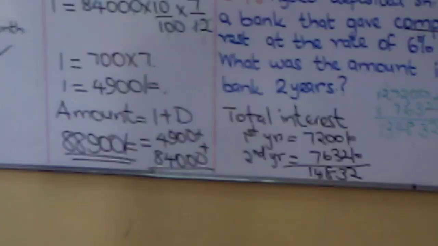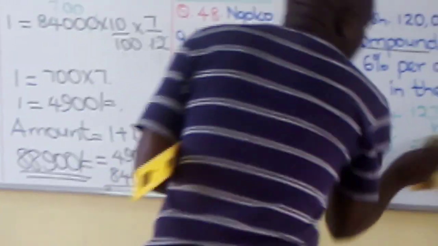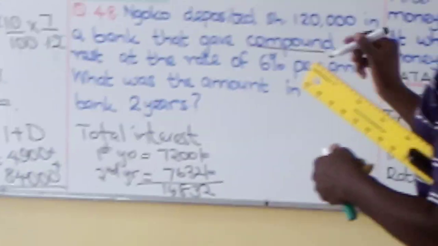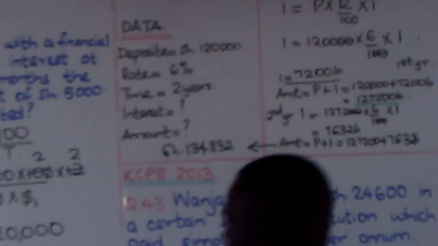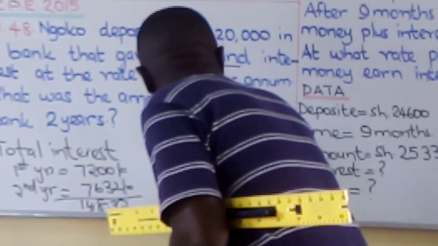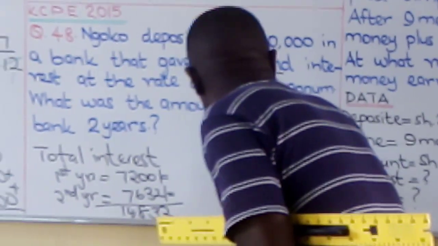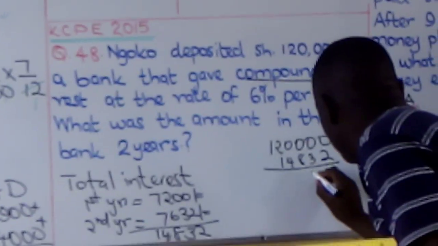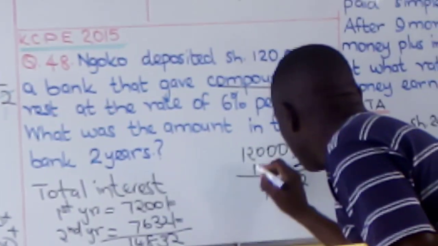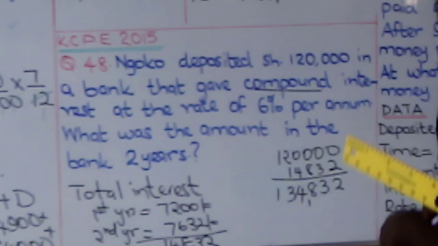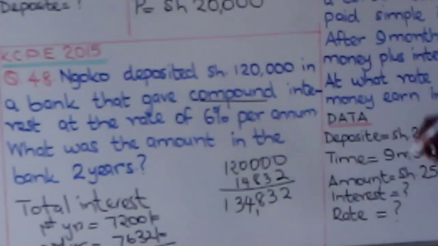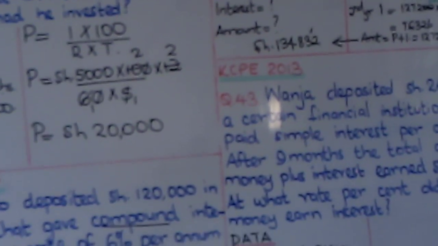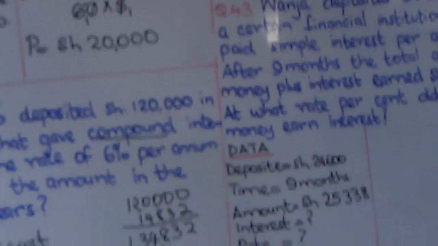Boys and girls, you want to see some magic? When we add that total interest, 14,832, to the first principal, 120,000, we get 134,832. Now you see, it must be equal to the amount after 2 years.